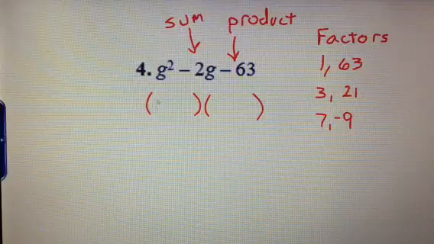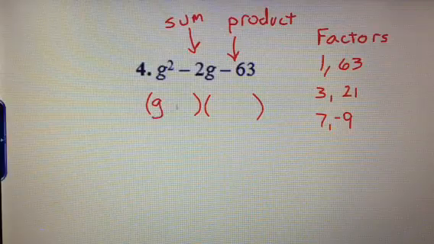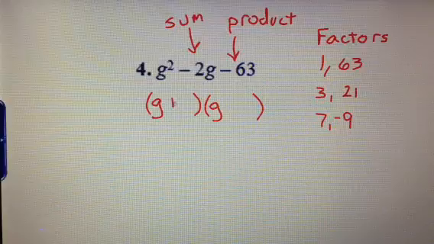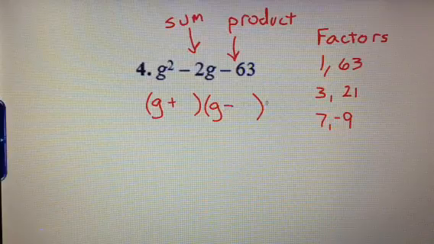G times G would give us G squared, so those will be our first terms. And then again, this tells us different signs, so we'll have one positive, one negative. The one with the greater absolute value needs to go with the negative.